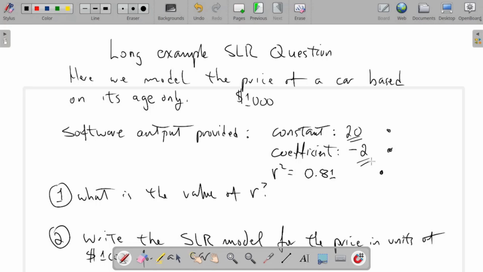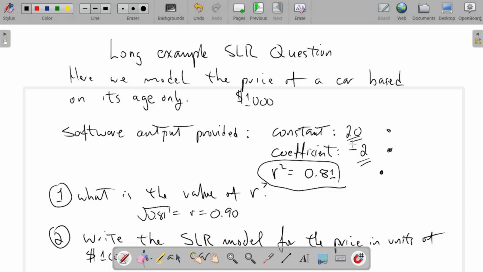So the first question is, what is the value of r? You'll notice I gave us the value of r squared at 0.81, which says 81% of the variability in the price of the car is determined by the age of the vehicle. This is a trap, by the way, if you get this question. If you take the square root of 0.81, you'll get r is equal to 0.90. But this is incorrect.